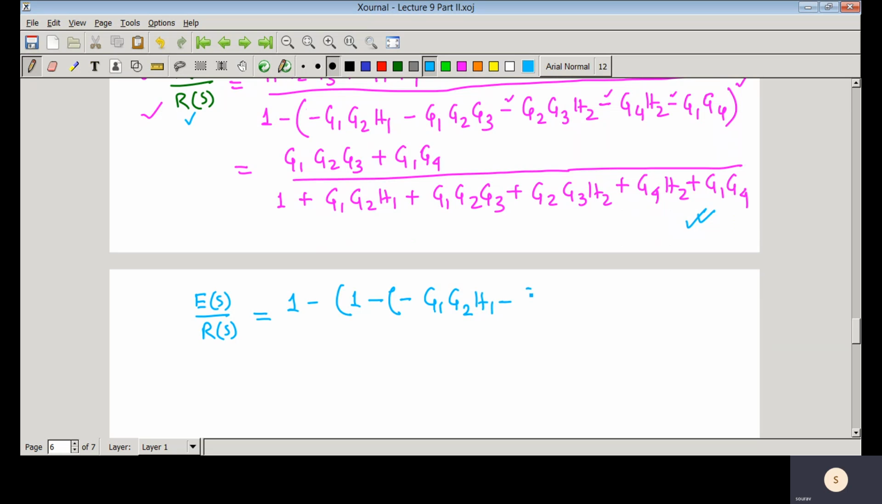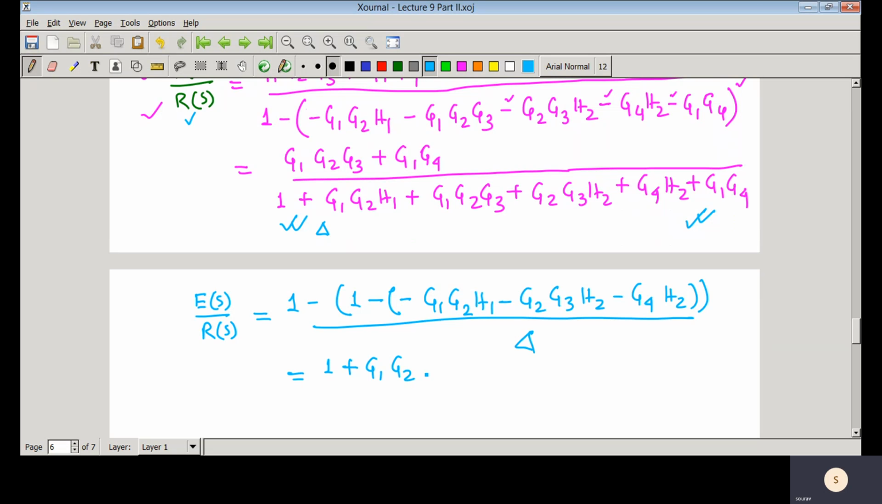I am just writing the transfer function. H2 divided by the delta. So this is the delta, and if you just write it here, that is G1 G2 H1 plus G2 G3 H2 plus G4 H2 divided by delta. So this is the transfer function from R(s) to E(s).